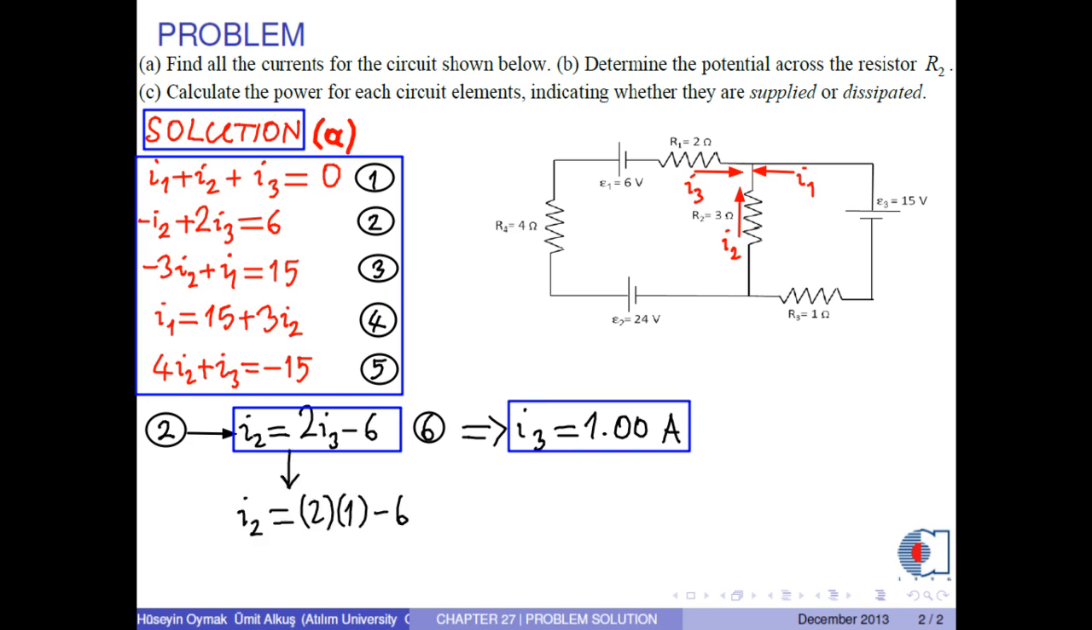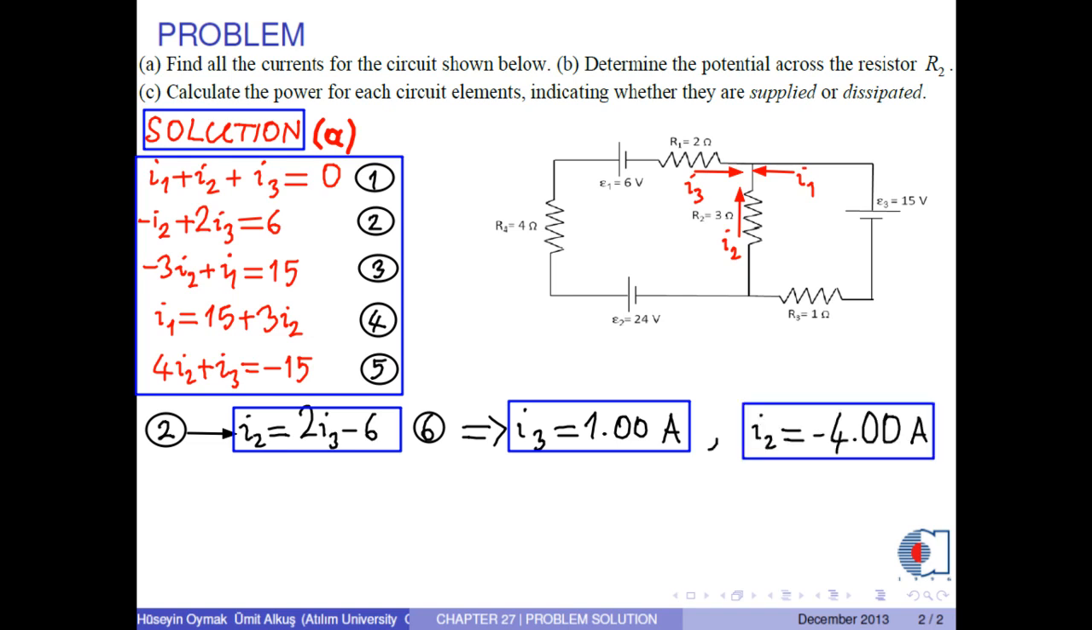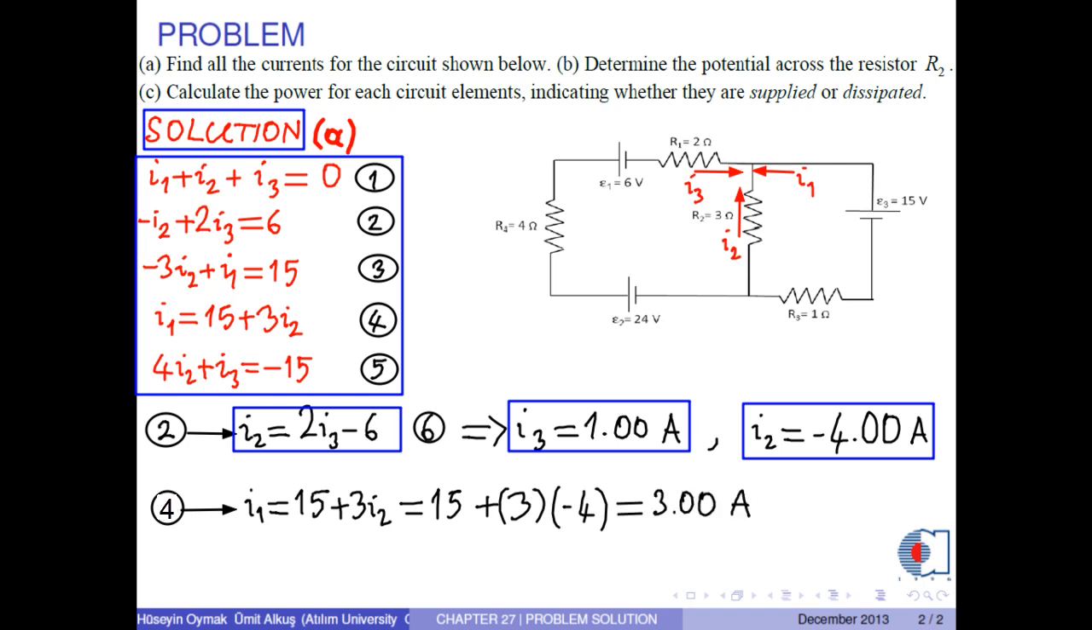If we put this value into equation 6, we get current I2 as negative 4 amperes. From equation 4, we have I1 equals 15 plus 3I2. We know I2 as negative 4 amperes. Therefore, I1 is 3 amperes.